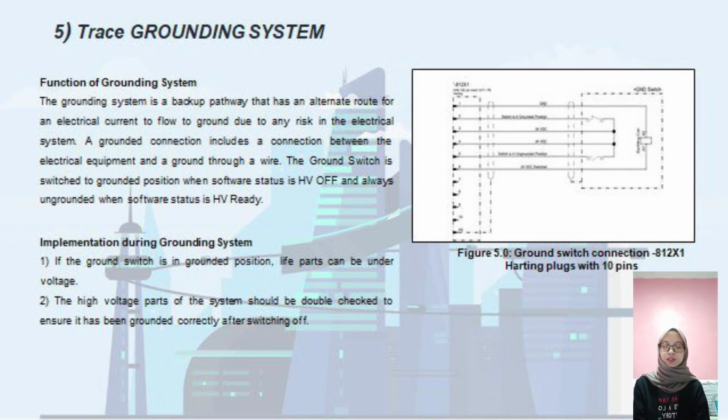And then I will talk about the implementation of the grounding system. There are some precaution steps that you need to be careful about. Firstly, if the grounding system is not in grounded position, the live parts can be under voltage. The second one, the high voltage parts of the system should be double checked to ensure they have been grounded correctly after switching off.